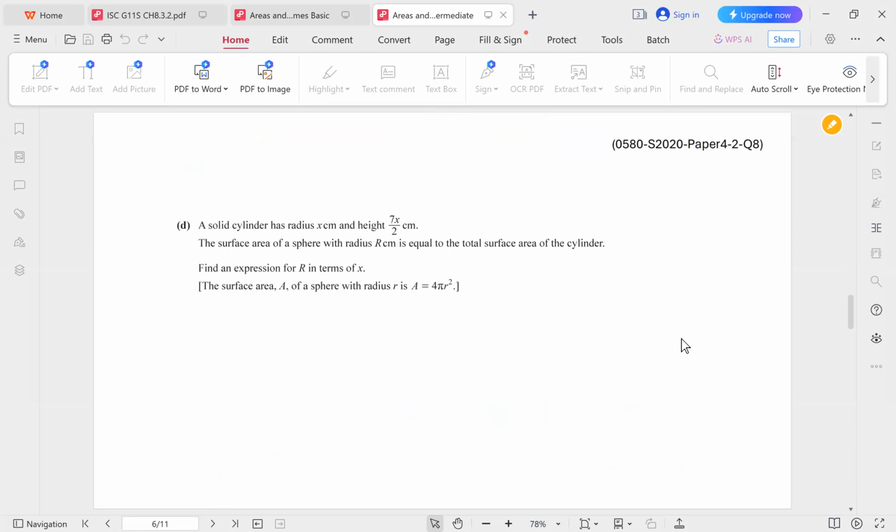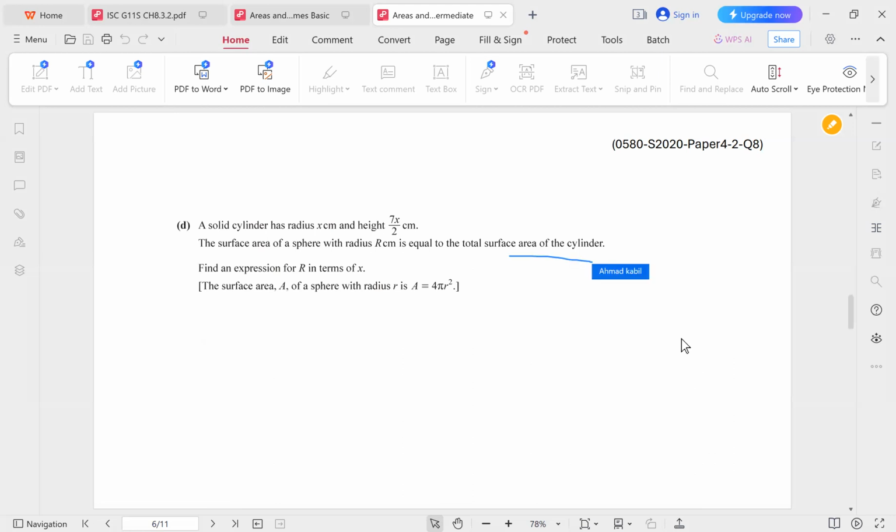A solid cylinder has radius x and height 7x over 2. The surface area of a sphere with radius r capital is equal to the total surface area of the cylinder. Find an expression for r in terms of x. So let's get each of them on its own first. We want the total surface area of a cylinder.